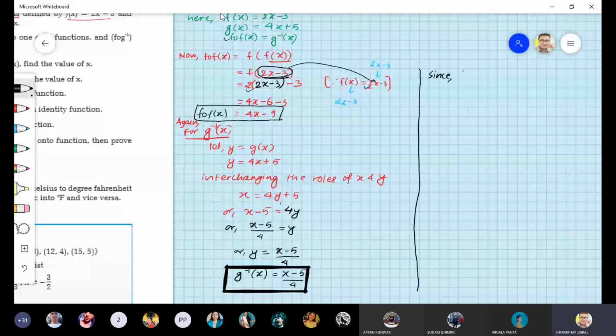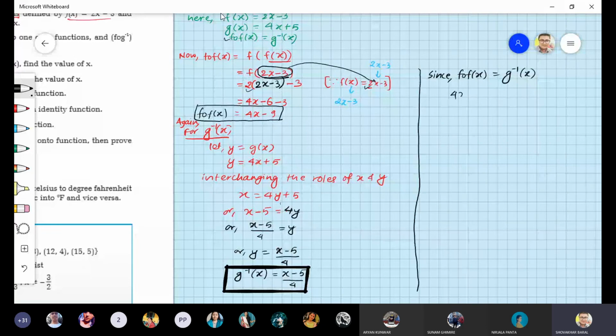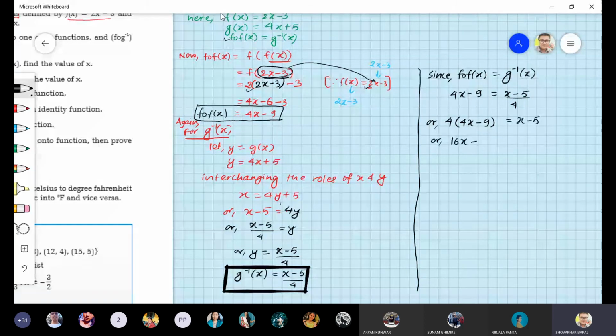Since f composite of f(x) is equal to g inverse of x, and f composite of f(x) is 4x minus 9, it will be 4x minus 9 equals x minus 5 divided by 4. Cross multiply it, and you will get the value of x. The question asks you to find the value of x. 4 times 4x minus 9 equals x minus 5, or 16x minus 36 equals x minus 5, and then 16x minus x is equal to 36 minus 5. 16x minus x is 15x, equal to 36 minus 5, which is 31.